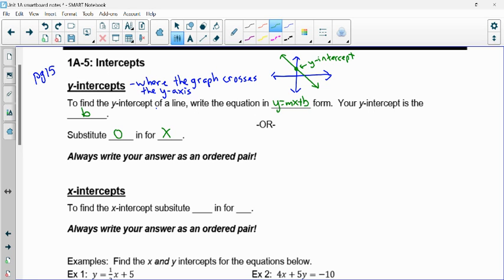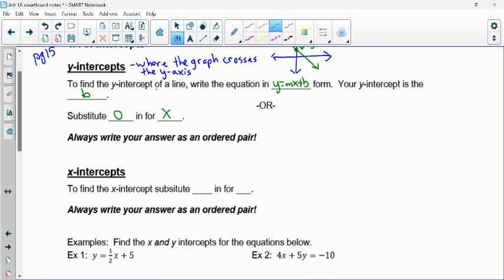We always want to write our answer as an ordered pair. Just like when we were graphing and I always said y-intercept is 0 comma something, it is a point on our graph. So our y-intercept always has to be written as an ordered pair. Now our x-intercept would be where the graph crosses the x-axis.